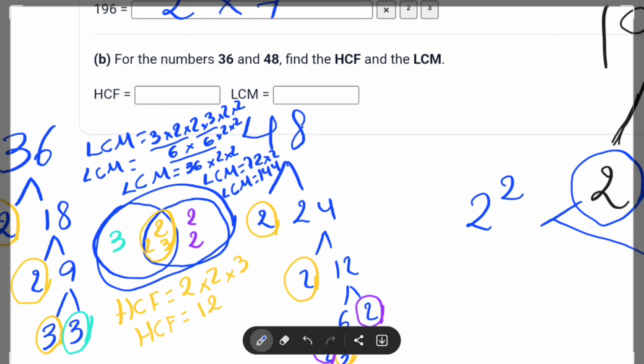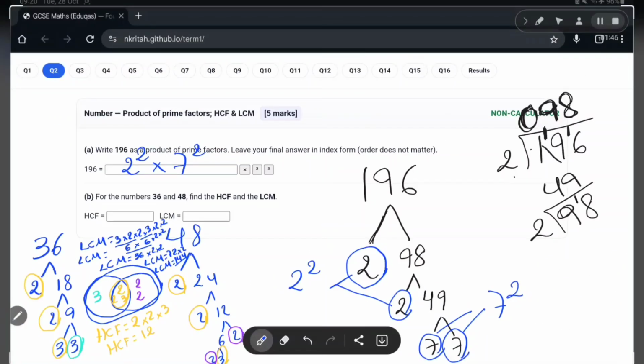Now that we have found the lowest common multiple and the highest common factor, the only thing left to do is to place them on the answer box. And then we can move to the next question.